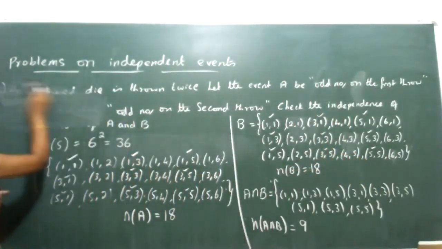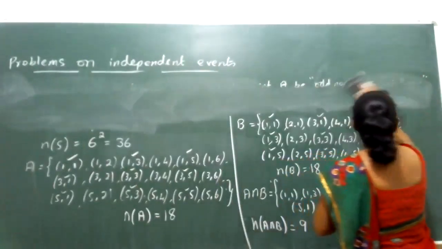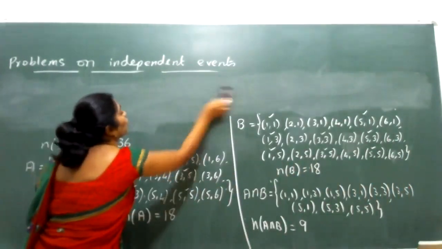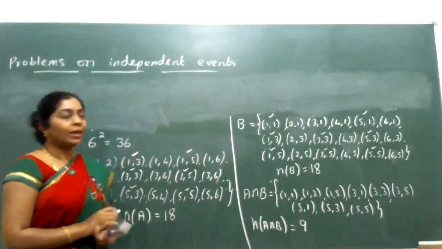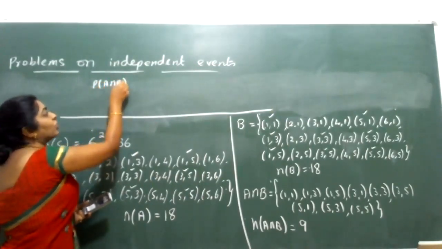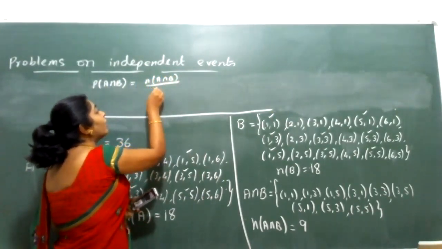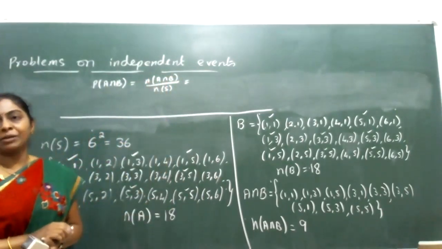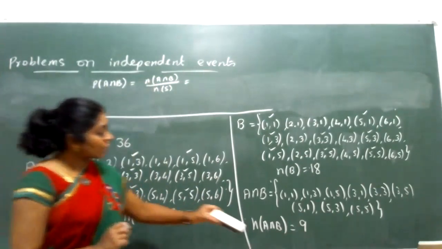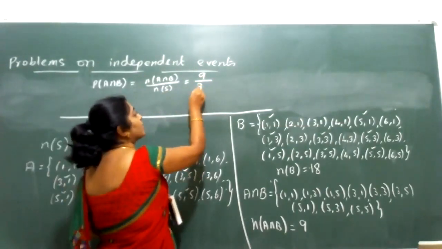Now I have to find the independence, that is, whether A and B are independent. Let us verify the condition. To find out whether they are independent or not, the condition is that probability of A intersection B is equal to probability of A into probability of B. Probability of A intersection B is the number of favorable outcomes divided by the total number of elements in the sample space. The number of elements in A intersection B is 9, divided by 36.